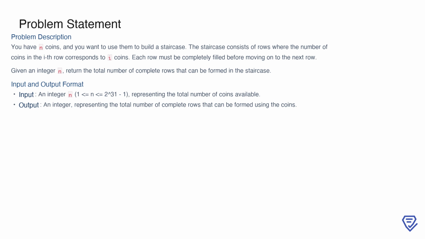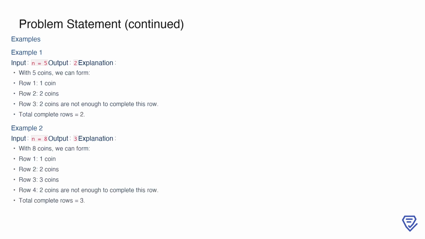The constraints for this problem specify that n will always be a positive integer, ranging from 1 to 2 to the power of 31, which means the solution must be efficient even for very large values of n. To better understand the problem, let's look at a couple of examples.